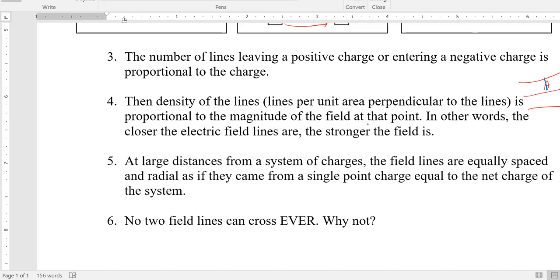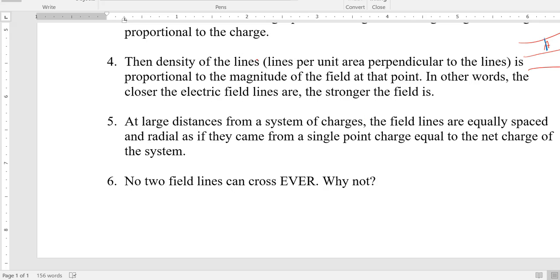At large distances from a system of charges, the field lines are equally spaced and radial, as if they came from a single point charge. So what that means is, let's say I had 3 positives and 2 negatives like so. Well, in this region here, you're going to have a very complicated field. You're going to have a whole bunch of field lines going like this and going like that and so on. But if I step away from all this and get far away from it, well, the net charge on that thing is +1.